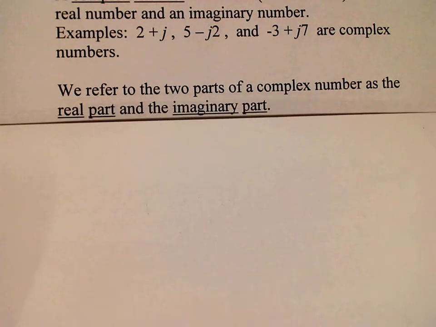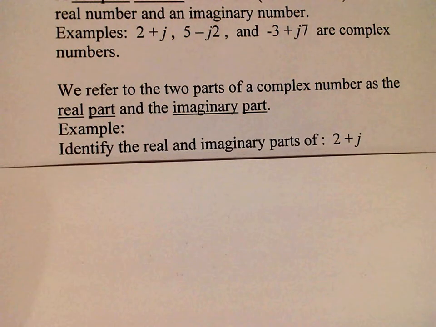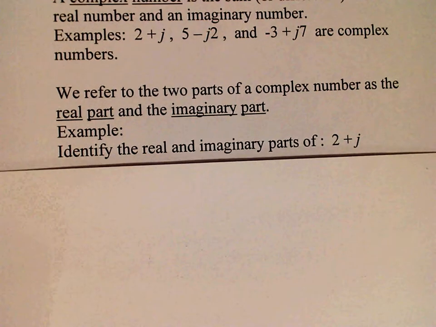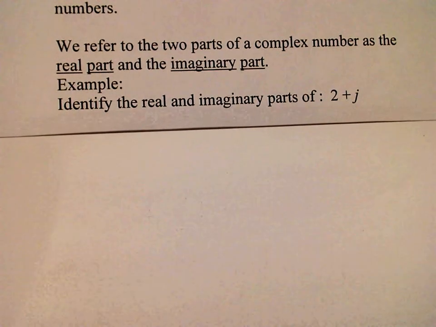And we can refer to each of the parts of a complex number according to whether it's real or imaginary. So we refer to the real part and the imaginary part. Example, we have to identify the real and imaginary part of 2 plus j. Real part 2, imaginary part j. That was pretty easy, wasn't it?